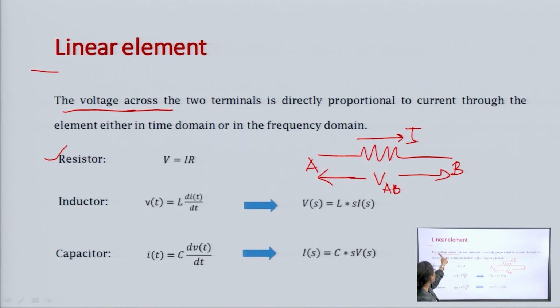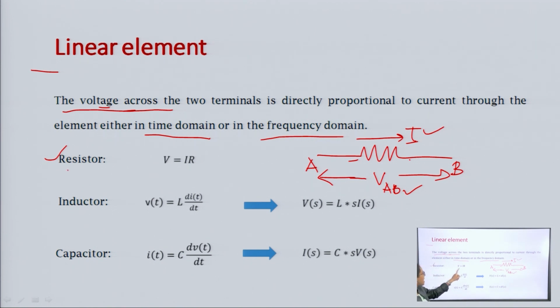It is saying that the voltage across the two terminals, that is A and B, that is VAB, is directly proportional to the current which is flowing through the element. What is the current flowing through this element? This is I. So it is saying the voltage across the two terminals is directly proportional to the current through the element, either in the time domain or in the frequency domain. That element is called a linear element, right.